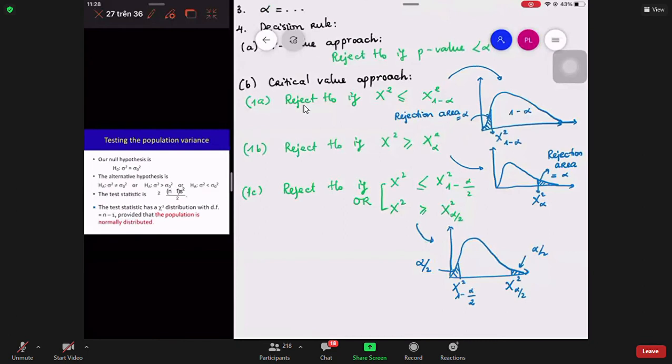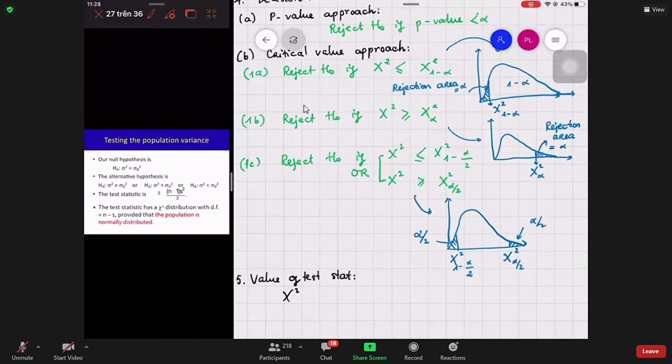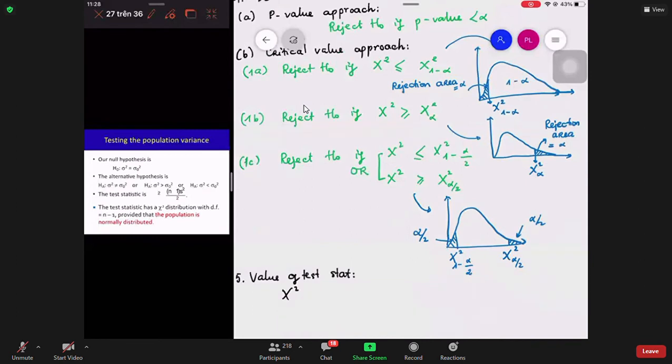And after we apply the decision rule here, depending on the questions, we need to calculate the value of the test statistic. We will find the value of chi-square, and we will compare it with the critical values or the p-values. And then for the last step here, we make the conclusion.